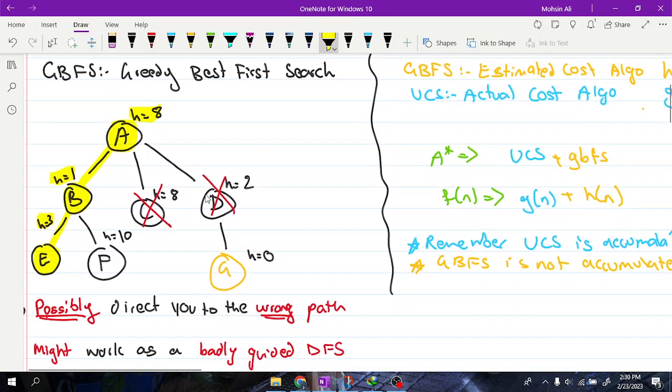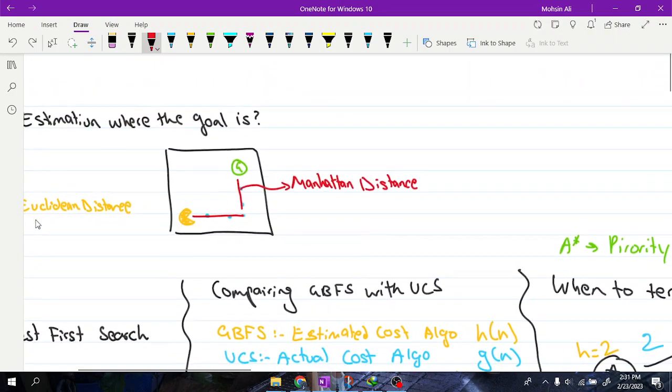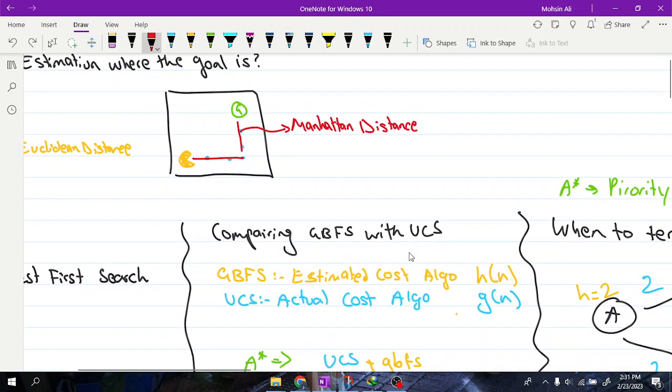And if you see, this also works as a badly guided DFS. It might work, right? Not always, but sometimes it will. Because you can see that you were going down the rabbit hole, you were going down some depth, and you didn't find the goal. So it's very important to know that GBFS doesn't work all the time. Now, just to give a quick recap of the difference between GBFS and UCS is that sometimes we call GBFS an estimated cost algorithm because it's only working on heuristics, and we sometimes call UCS an actual cost algorithm because it is working purely on the path cost.